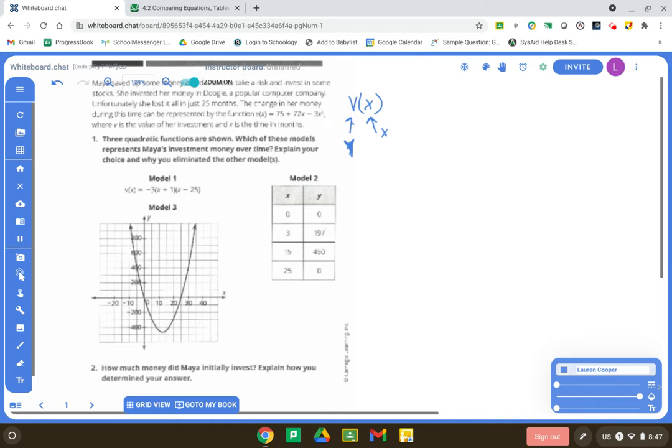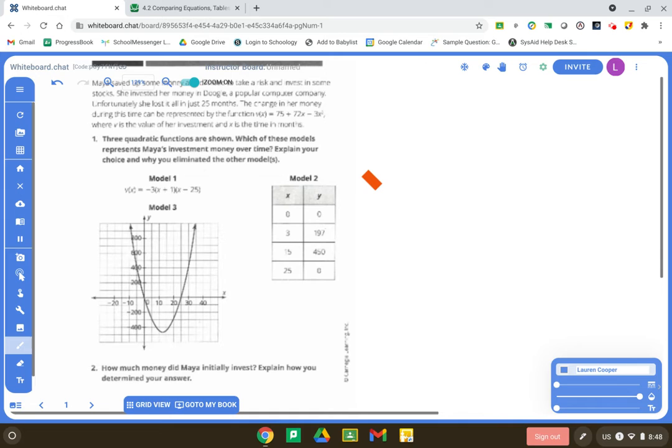All right, so number one says three quadratic functions are shown. Which of these models represents Maya's investment over time? Explain your choice and why you eliminated the models. So some of these we can just look at by not even typing anything into Desmos. I would always do it just to make sure that you're good with everything, but I'm going to kind of explain here what we can do before we get to the Desmos piece.